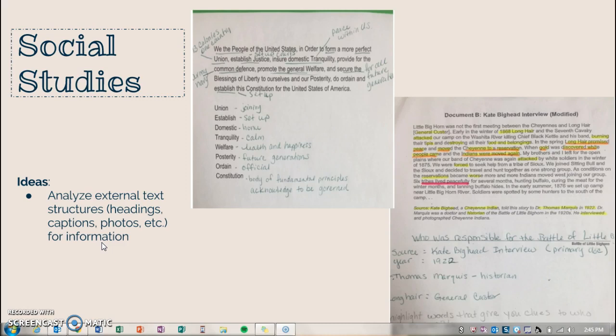You can see two examples, one from history, answering the question who is responsible for the Battle of Little Bighorn, and another from civics using the preamble. Students can define unknown vocabulary such as posterity, or highlight the source as in the interview with the Cheyenne Indian, and highlight important words which help provide clues to the historical questions.